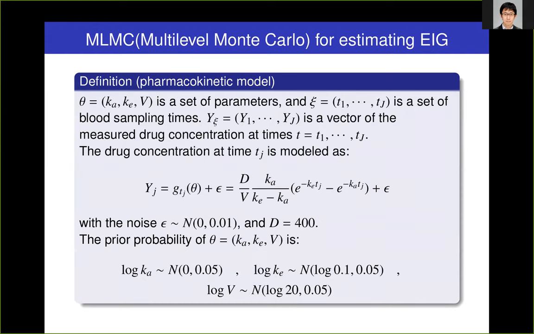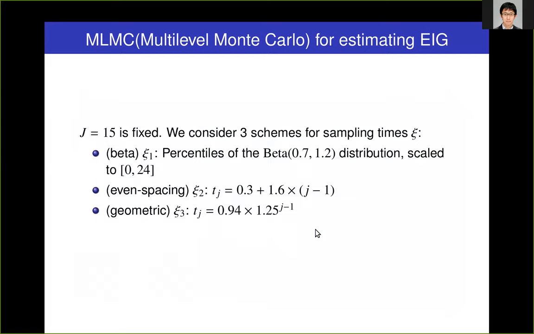And next, we explain the result of the numerical experiment. We use the pharmacokinetic model shown in this slide. There are three unknown parameters, Ka, Ke, V, and the experimental parameters T_1 to T_J, which mean the blood sampling times. Y_J is the result of the measurement at the time T_J, and is modeled as this formula. Here, epsilon is a noise and D is a constant. And J equal to 15 is fixed.